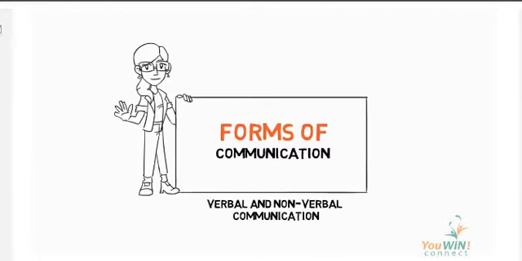Now let's look at the forms of communication. There are 2 forms of communication. We have verbal and non-verbal communication. Successful communication is not always the result of what you say. It is also a result of how you say it. Taking into account your eyes, your posture, your overall body language, even your appearance and tone of voice at times can affect communication.